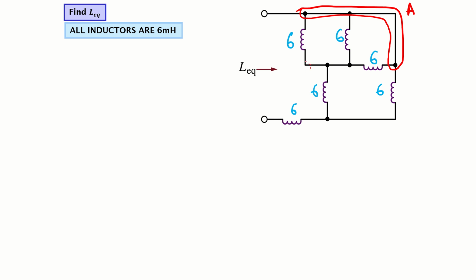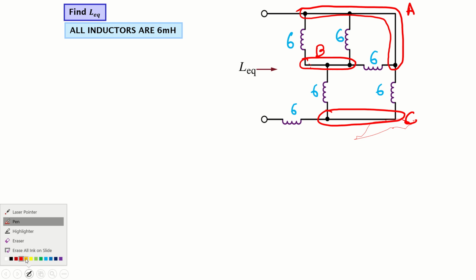Second node, if I look at this one, this whole thing is basically one node. Let's call this node B. And lastly, this one is basically my node C. Again, labeling of the nodes is very important. If we do that correctly, half of the problem is basically solved. We don't have to worry about anything else.